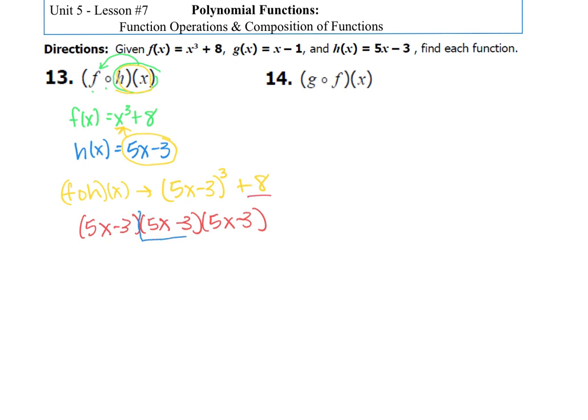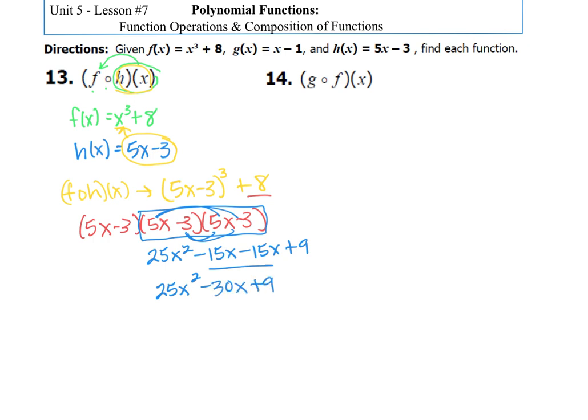So again, chunk it out. We're going to multiply 2 binomials at a time. So we have 5x times 5x for 25x squared. 5x times negative 3 is negative 15x. Negative 3 times 5x is another negative 15x. And negative 3 times negative 3 is positive 9. Our middle two still combine as like terms, so we have 25x squared minus 30x plus 9.